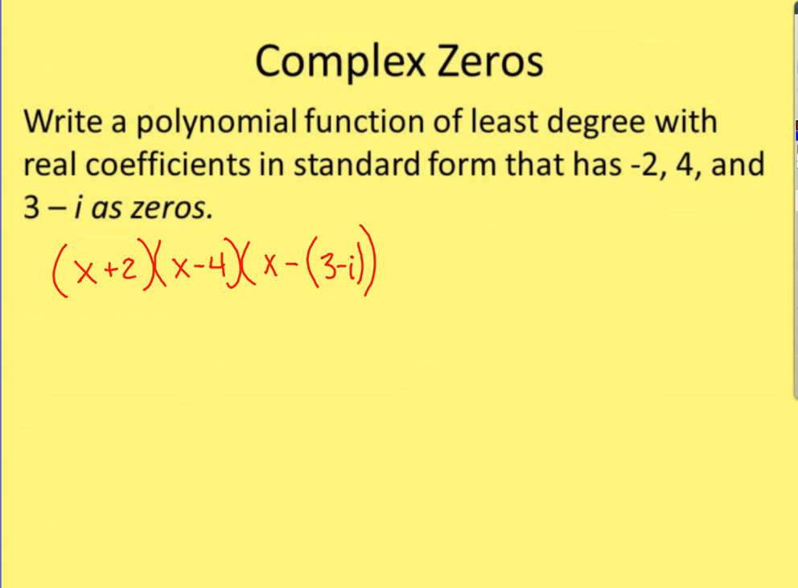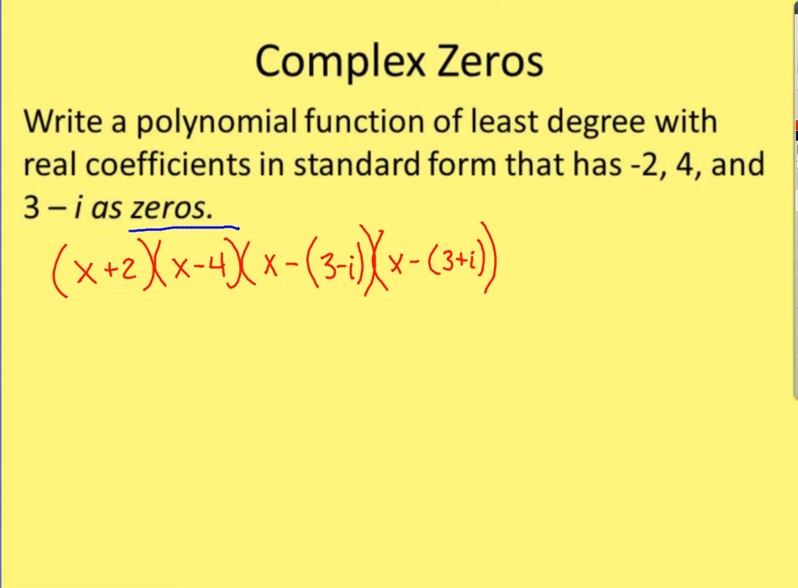We're going to have x minus 3 minus i. And so since we have 3 minus i, we also have to have the conjugate, which is 3 plus i. Now we're just going to FOIL this and distribute, combining like terms as needed to get this in polynomial form. So let's break these into two different groups.